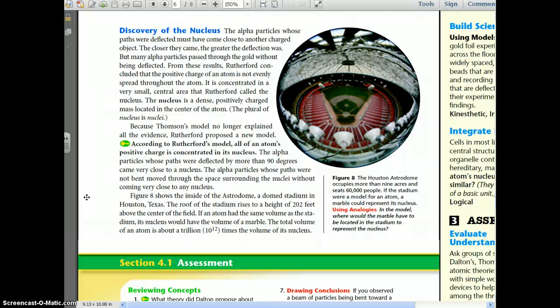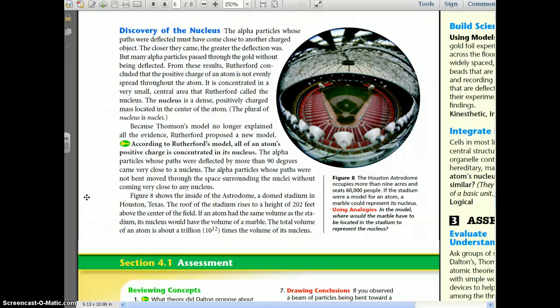Because Thomson's model no longer explained all the evidence, Rutherford proposed a new model. According to Rutherford's model, all of an atom's positive charge is concentrated in its nucleus. The alpha particles whose paths were deflected by more than 90 degrees came very close to a nucleus. The alpha particles whose paths were not bent moved through the space surrounding the nuclei without coming very close to any nucleus.